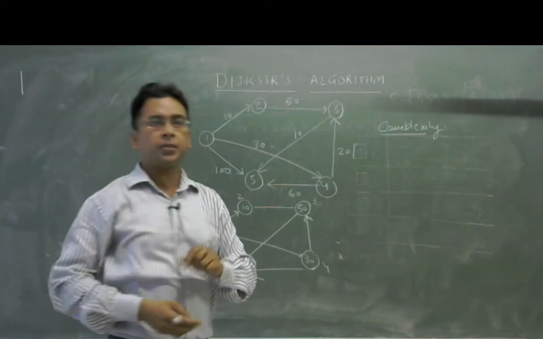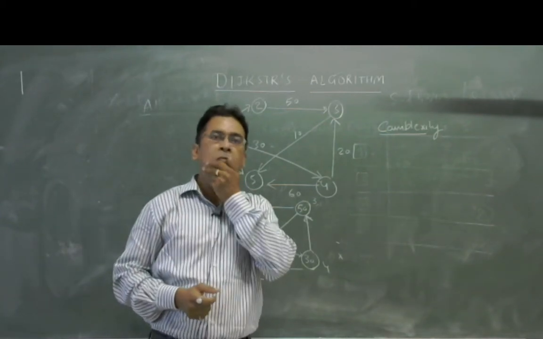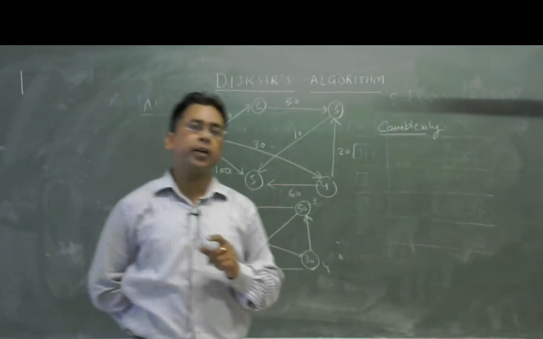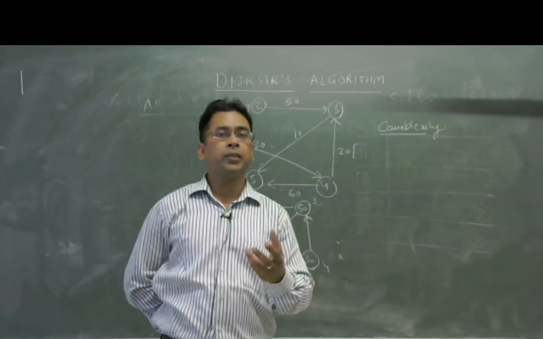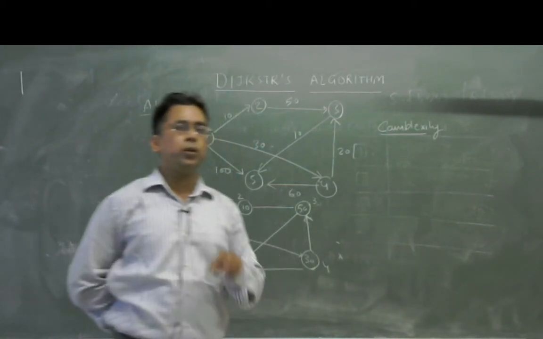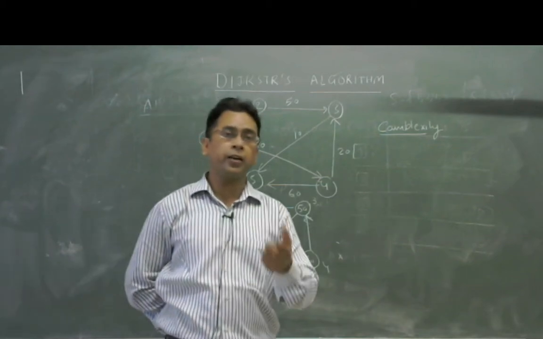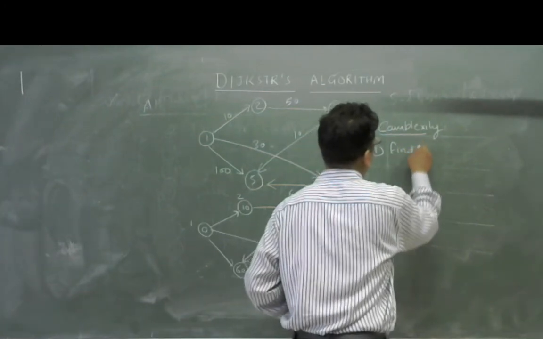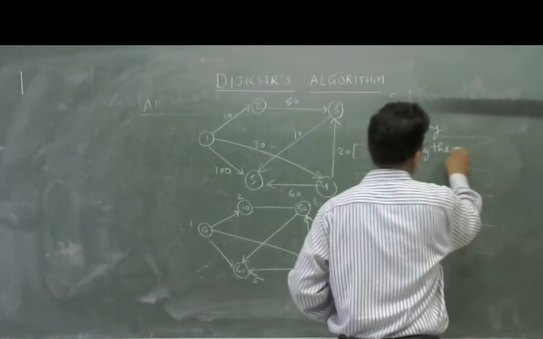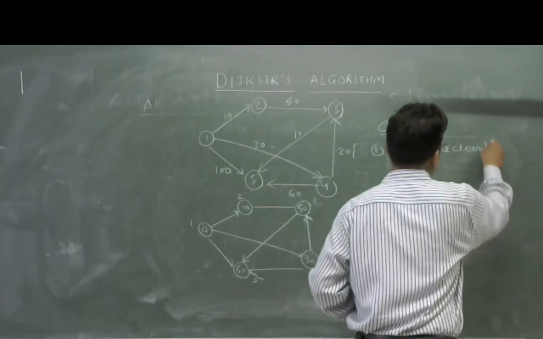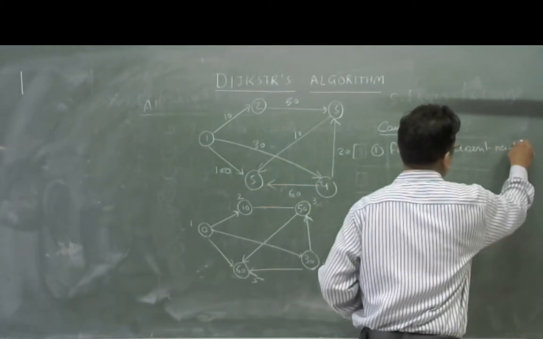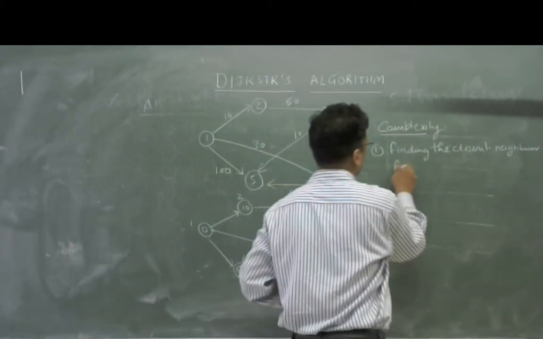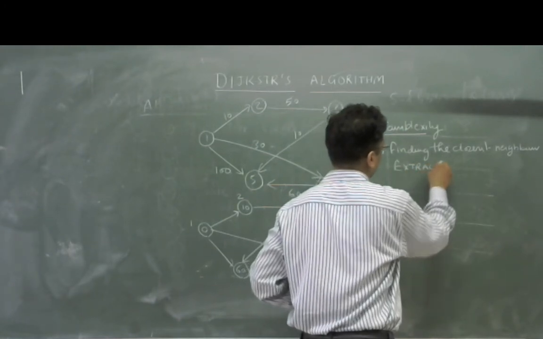To understand the complexity of Dijkstra algorithm, there are two steps. First, we are finding the minimum element, and then after that we are finding the neighbor that is closest to it, and after that we are relaxing. So there are two operations. First, finding the minimum, finding the closest neighbor, and this operation is called extract min.